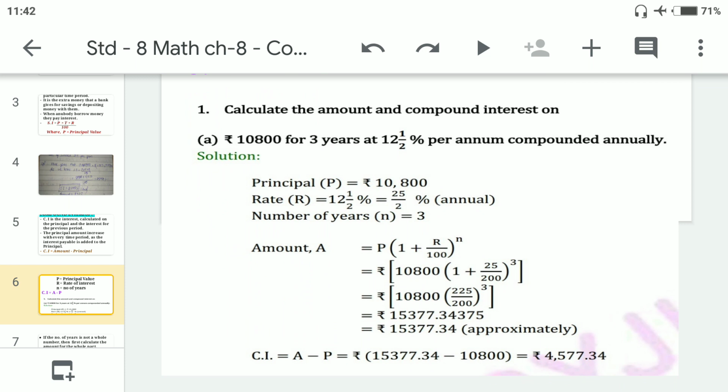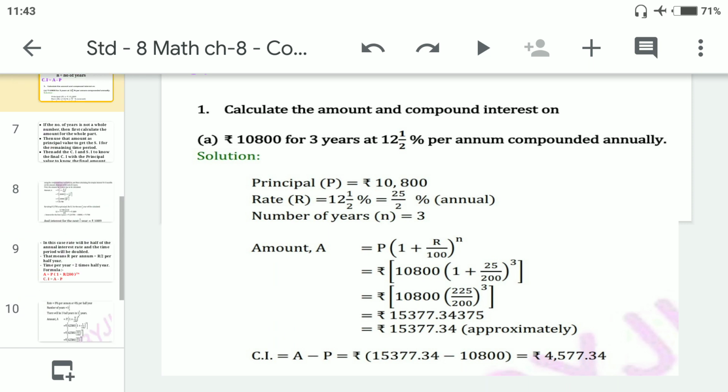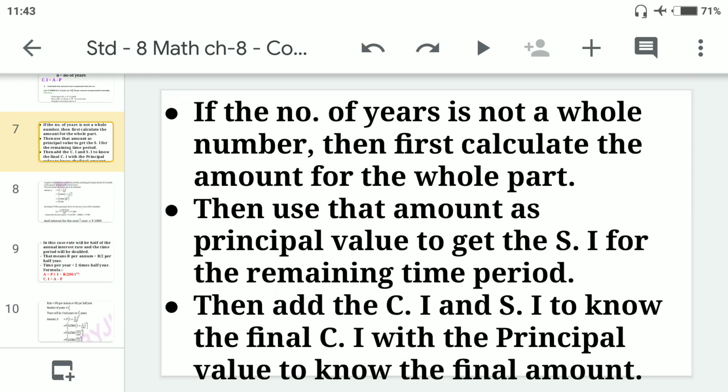But if you are asking for the compound interest also, that means the extra amount you are paying. So for that, you have to subtract the principal value from this amount. You will get the extra amount, that is 4,577.34, which is your compound interest. That means against 10,800 for 3 years, you have to pay this much money extra, that is 4,577.34. All right.